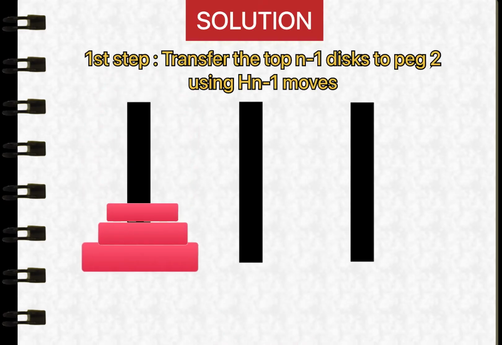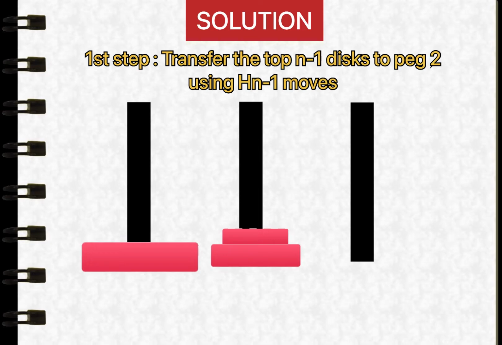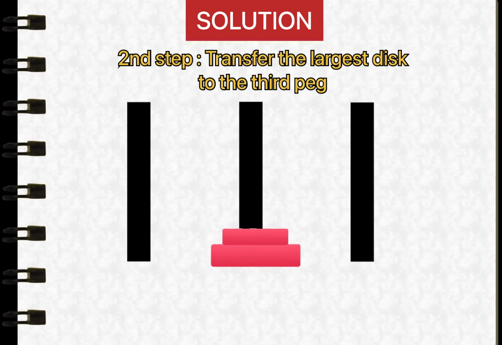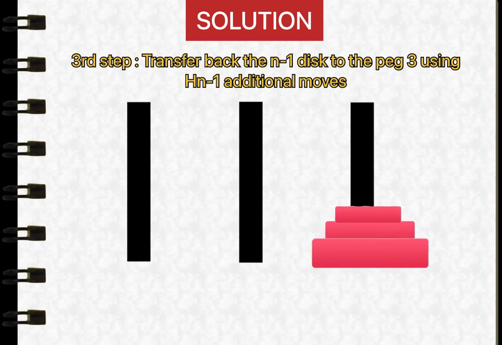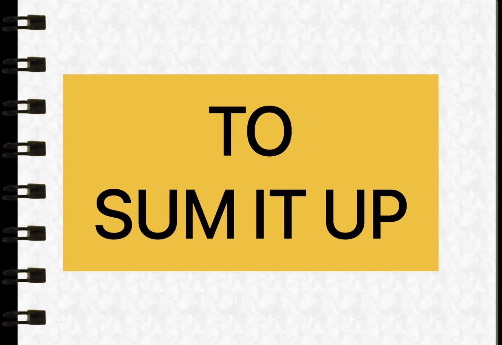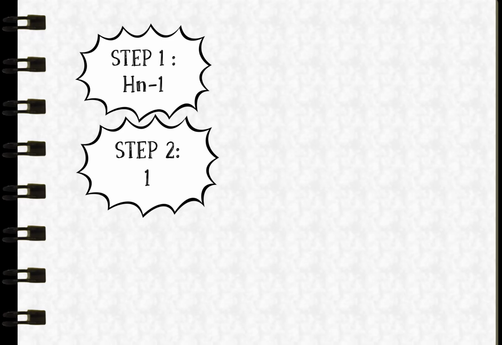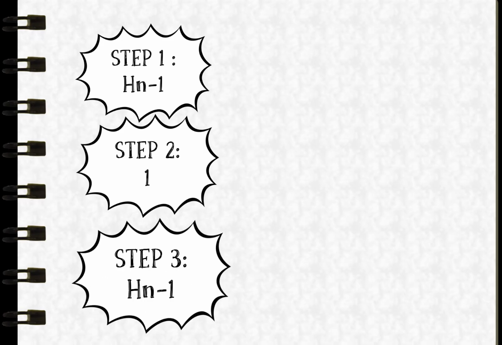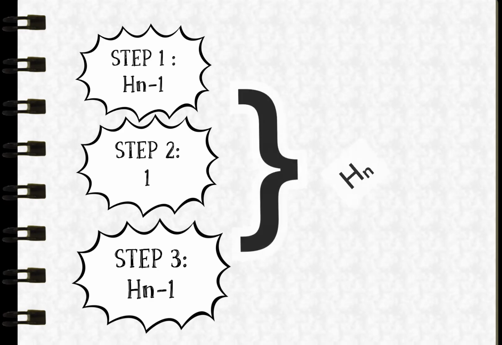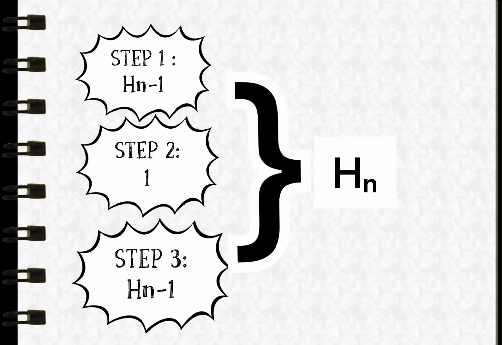Solution: transfer the top n-1 disks to rod 2 using H_(n-1) moves. Second step, transfer the larger disk to the third rod. Last step, transfer the n-1 disks back to rod 3 using H_(n-1) additional moves. To sum up, step 1 uses H_(n-1) moves, step 2 uses 1 move, and step 3 uses H_(n-1) moves. H_(n-1) is repeated twice and the largest disk is moved once. These 3 elements are equal to H_n.